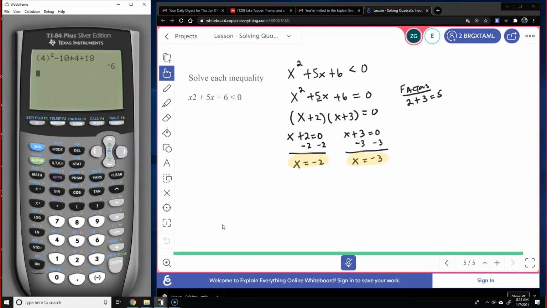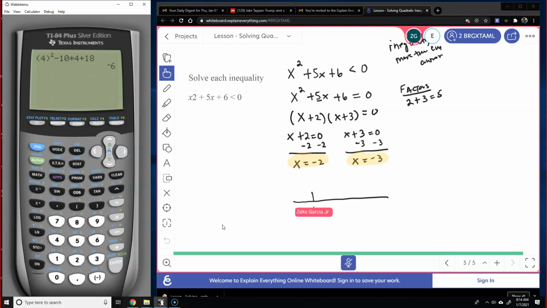Remember, since it's an inequality, it's going to be more than one answer. Understand that. So more than one answer can satisfy this inequality. So we're going to use a number line.